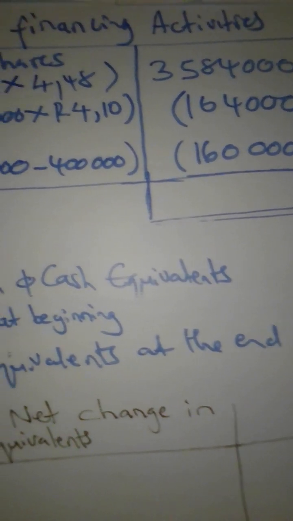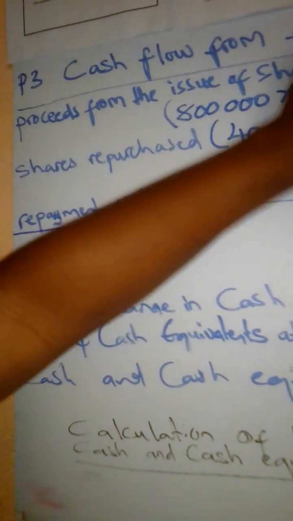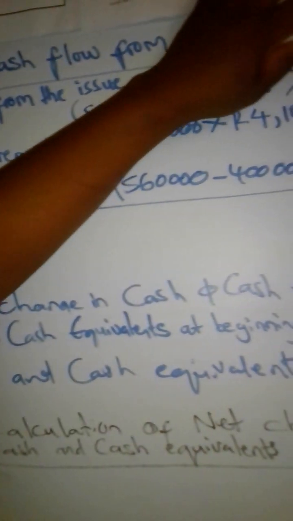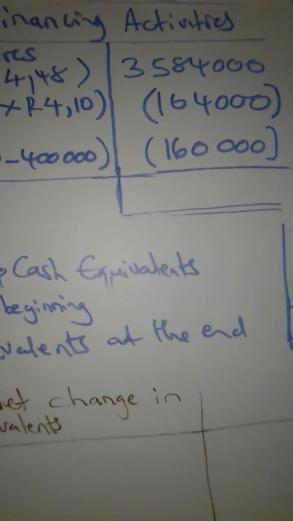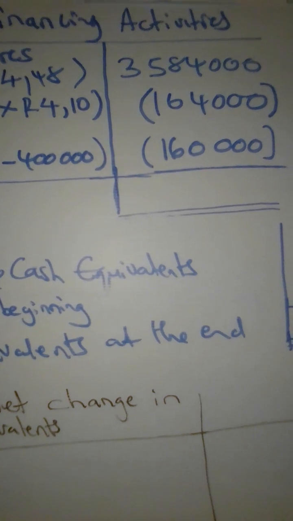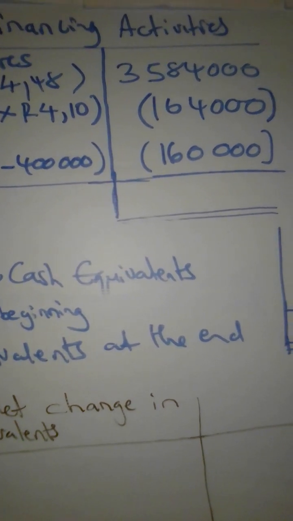So finally, we can now calculate our cash flow from financing activities. We say 3,584,000 minus 164,000 minus 160,000, which is going to give us 3,260,000.